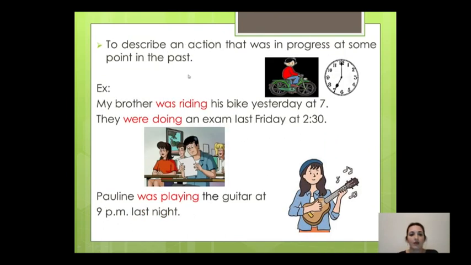Okay? We also use it to describe an action that was in progress at some point in the past.